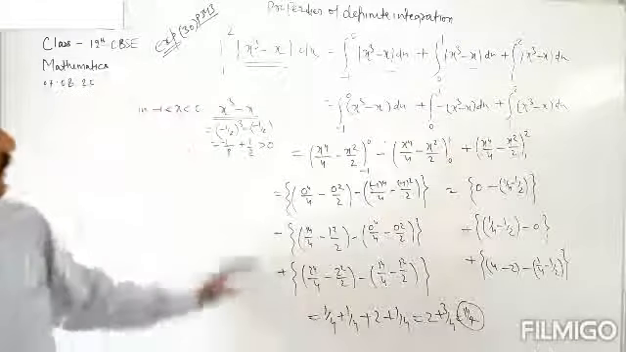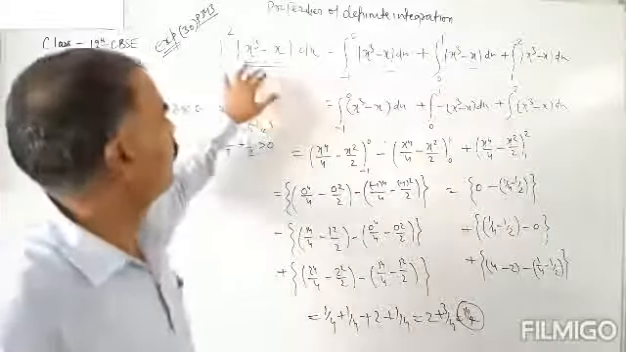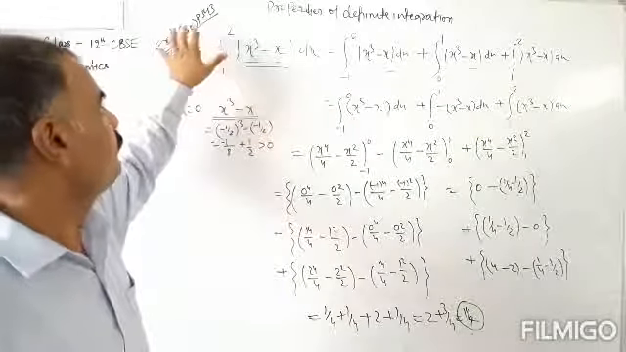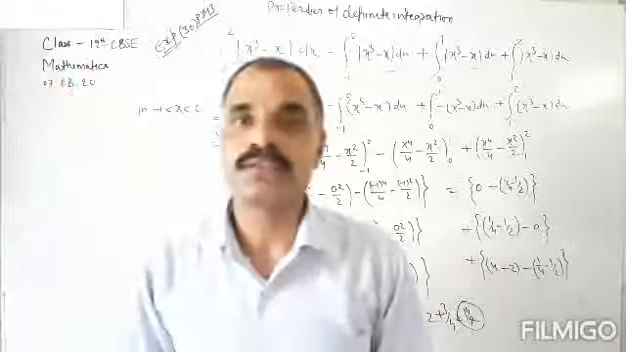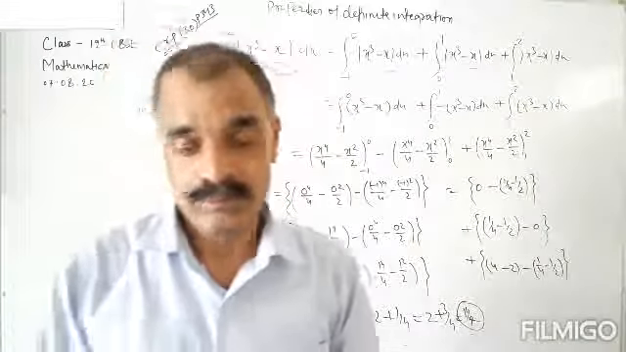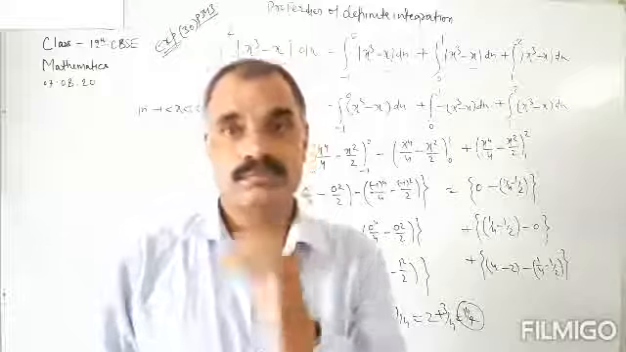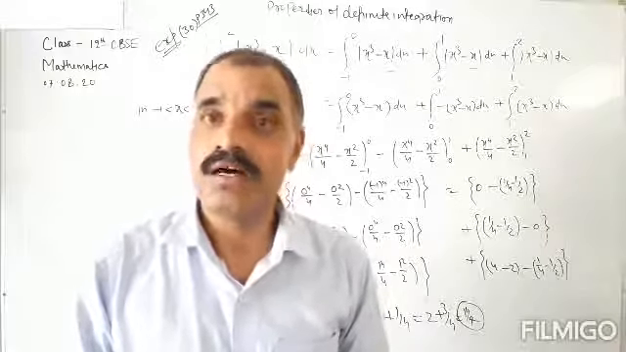So 11 by 4 is the final answer of the integration example number 30, from minus 1 to 2 modulus x cube minus x dx. Okay, in this way you can solve the questions. Here we have used the property.